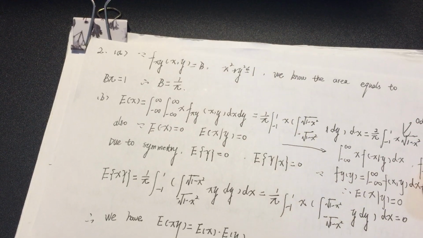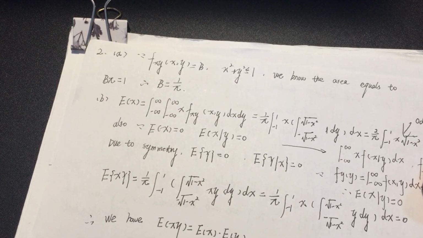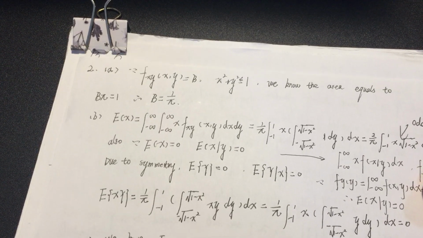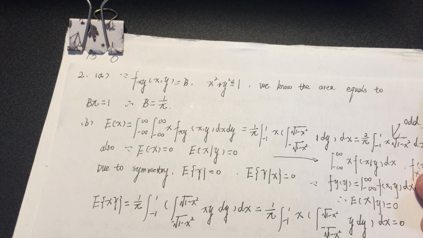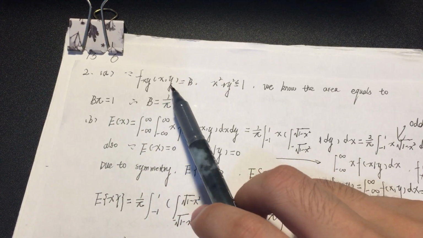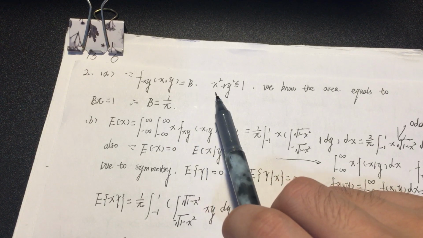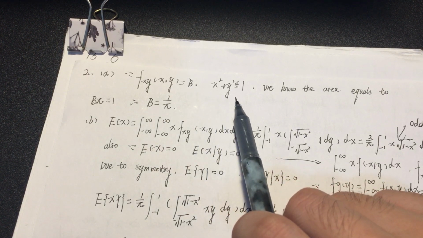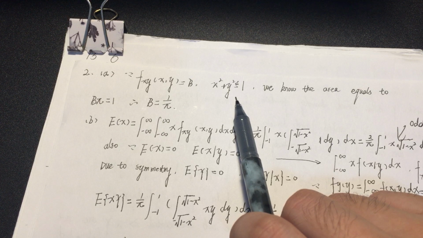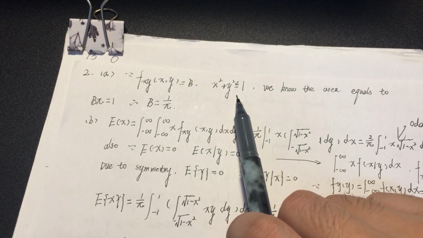Hello everyone, welcome back. This time I'm going to talk about homework 6 question 2. This question gives a density function f(x,y) equals b, with this constraint. We are familiar with this equation because it's a circle.